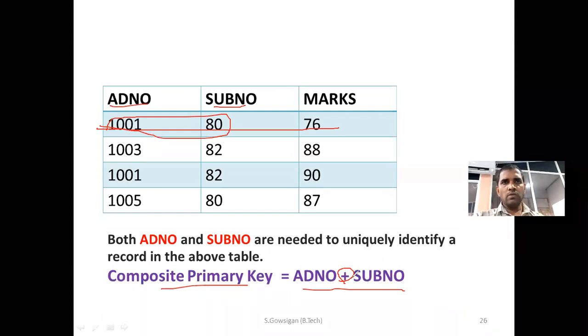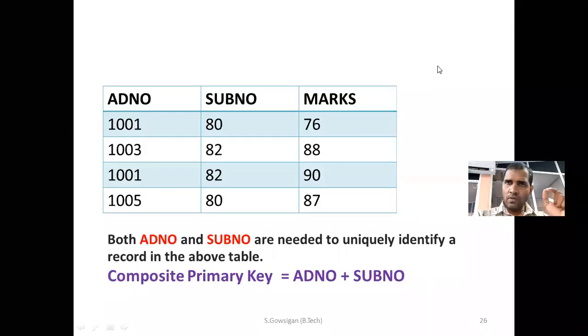ADNO plus SUBNO. Okay, I hope you can understand the composite primary key, but it would be easy if we take some examples. Don't worry, even if you are unable to understand the concept, it is not a matter, because it would be easy when we take some examples. So we took 2 keys today, started from primary key, and later the composite primary key. Even though the names seem different, they are almost the same, right? Even the reason for having these 2 keys is the same. What's the reason? Identifying the records in a table.